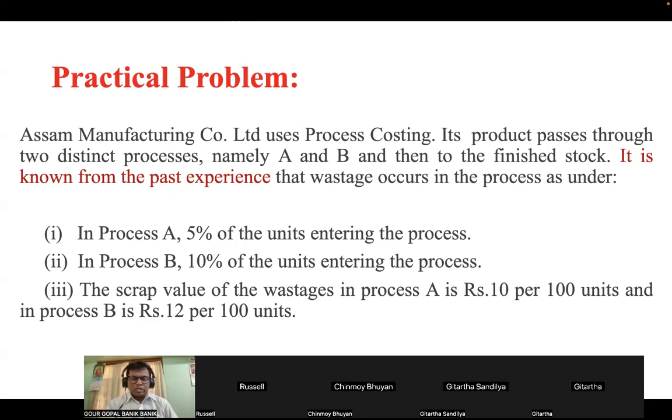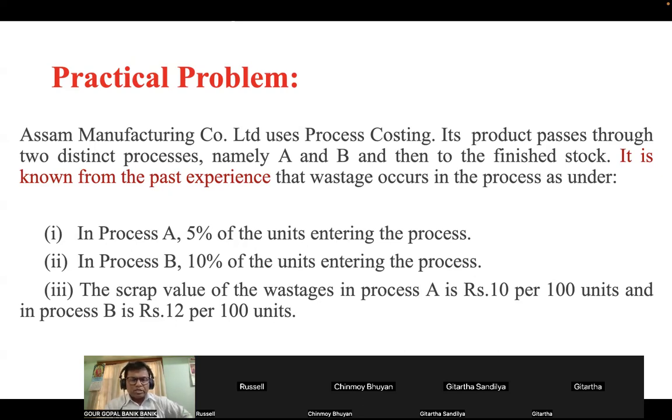Scrap value. Because if I don't explain these tiny points to you, then in the practical questions you will not understand. So I am explaining those few points which are essential, the minimum for understanding a practical question. In future, in other classes, I may explain more. But for this question, this much is okay. Remember what is normal loss, what is abnormal loss, and what is scrap value.